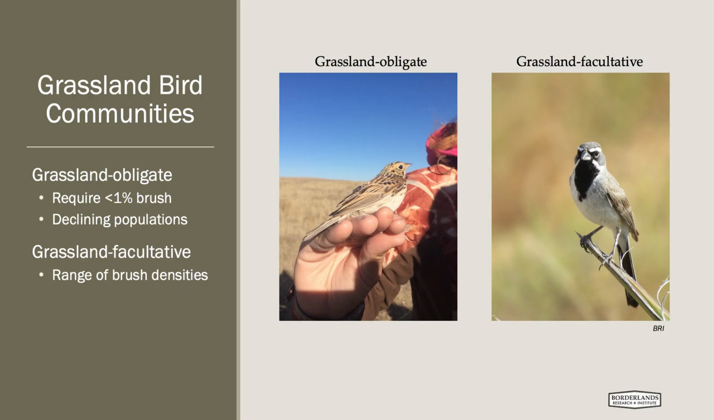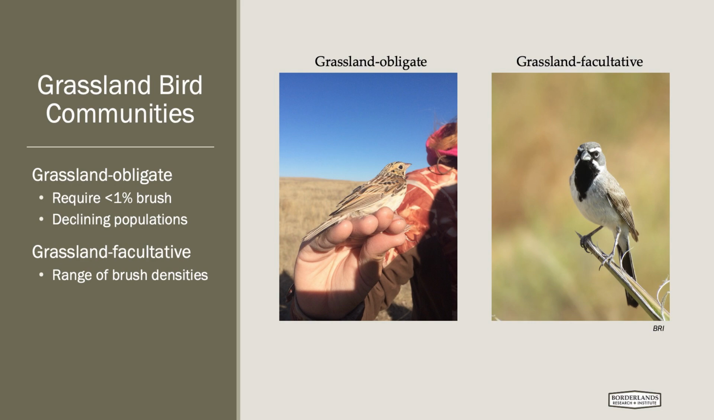The other community that we'll talk about uses grasslands, but we refer to these as grassland facultative because they can use a wider range of brush densities. They're fine if there isn't as much brush, but they kind of prefer intermediate levels, maybe 10 to 20%. And it varies depending on the species as to what that ideal percentage of brush looks like. But these guys overall are a little bit more flexible to move across those different brush densities. And so consequently, we do have some of them where the populations are of concern, but overall, these are not experiencing the same decline that our grassland obligate species are.